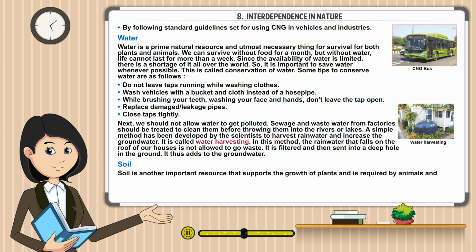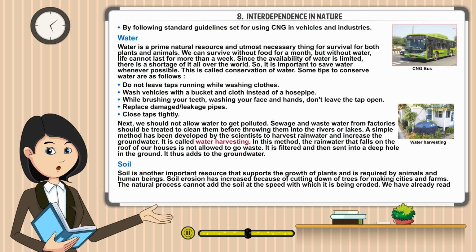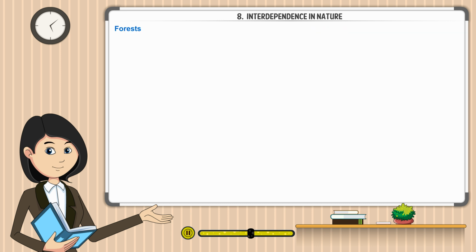Soil. Soil is another important resource that supports the growth of plants and is required by animals and human beings. Soil erosion has increased because of cutting down of trees for making cities and farms. The natural process cannot add the soil at the speed with which it is being eroded. We have already read about the methods of preventing soil erosion in earlier classes and chapter.